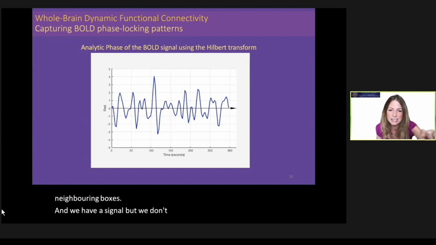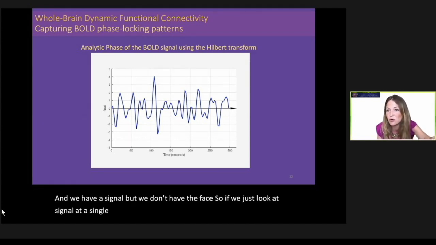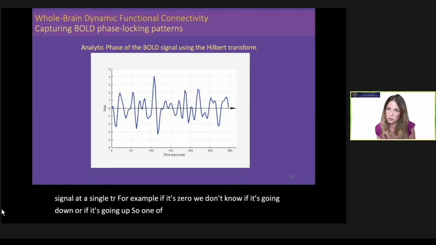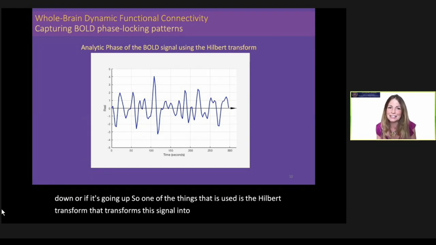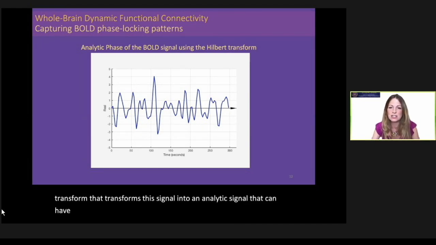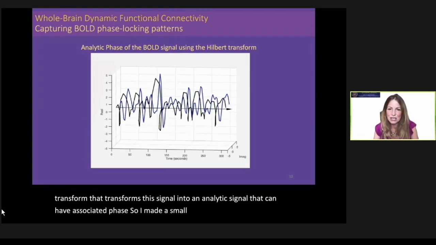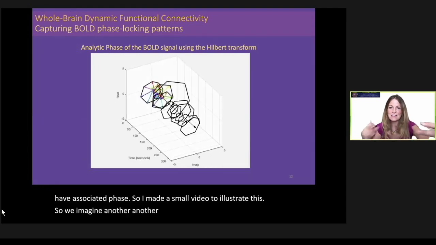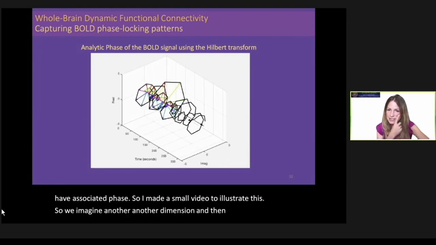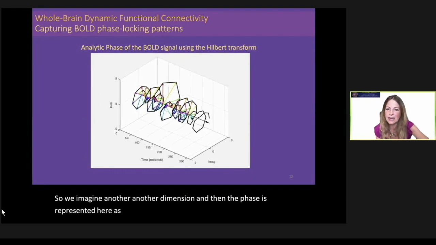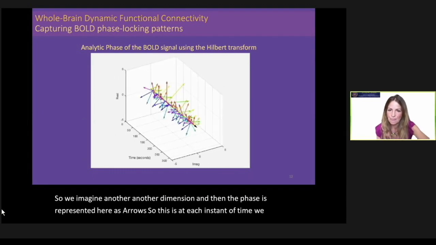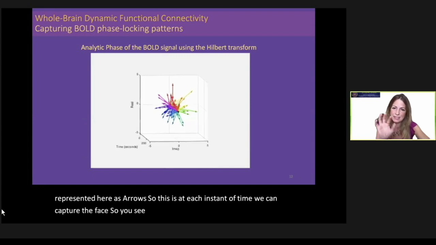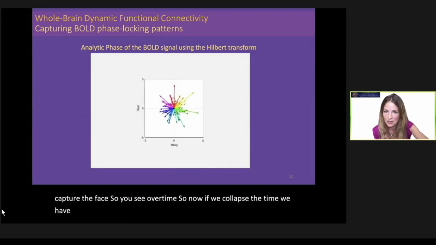If we just look at the signal at a single TR, for example, if it's at 0, we don't know if it's going down or if it's going up. So one of the things that is used is the Hilbert transform, which transforms this signal into an analytic signal that can have an associated phase. I made a small video to illustrate this. We imagine another dimension, and then the phase is represented here as arrows. At each instant of time, we can capture the phase. So you see over time. Now if we collapse the time, we have the phase portrait of the system.